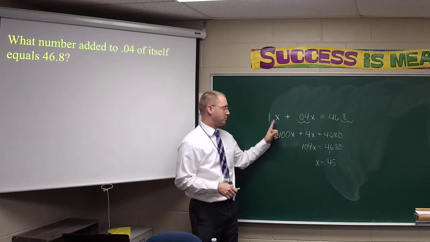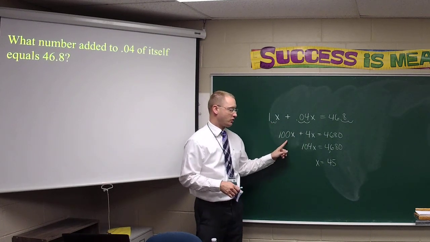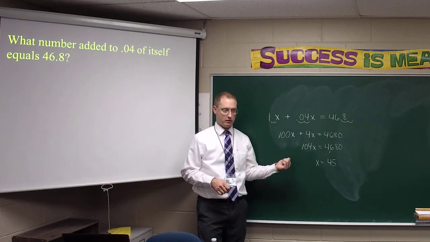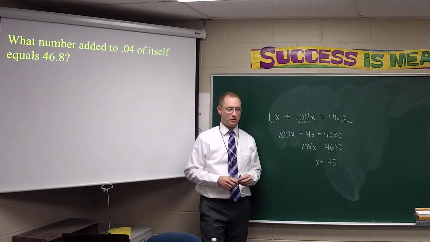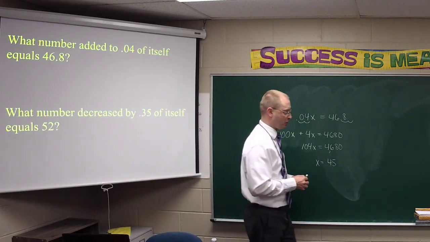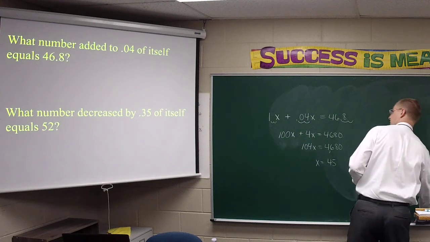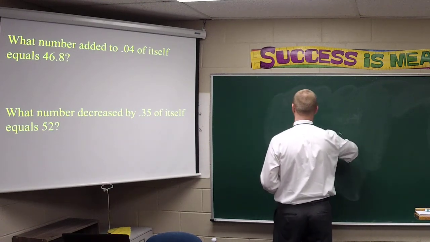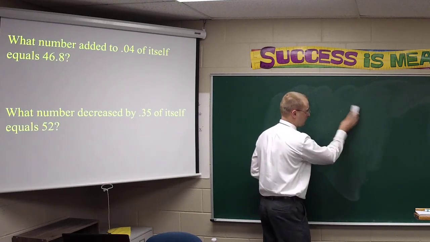So not a 5x, but we also have to move two places to get a 100x here. How many have this, the 45? Any questions on the solving? Been a little while since we've seen decimals, so good review for us. Let's take a look at another problem here. At your seats, I want you to write the equation for this one. What number decreased by 0.35 of itself equals 52?